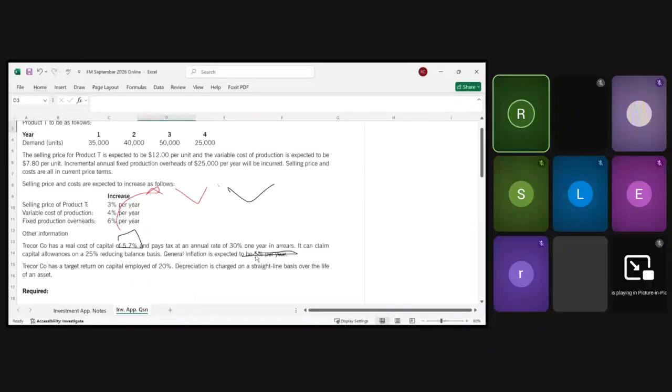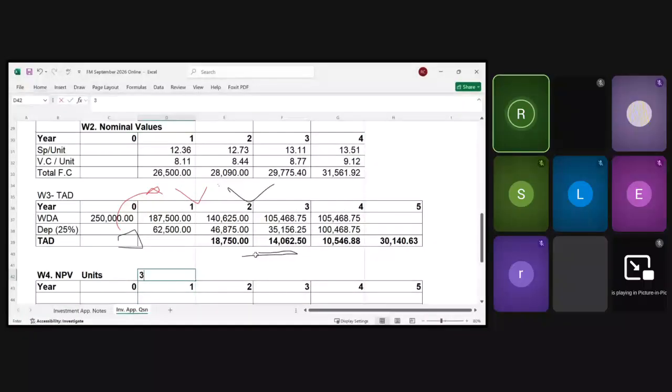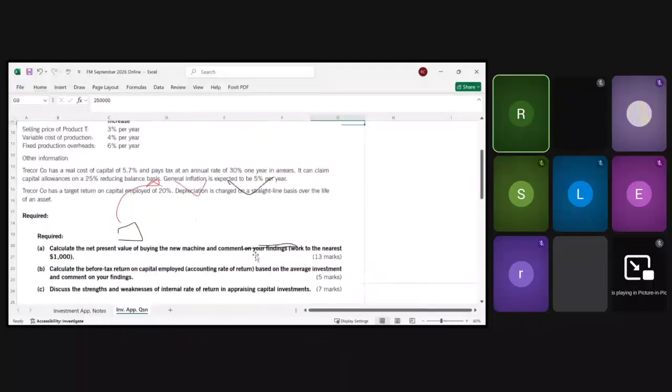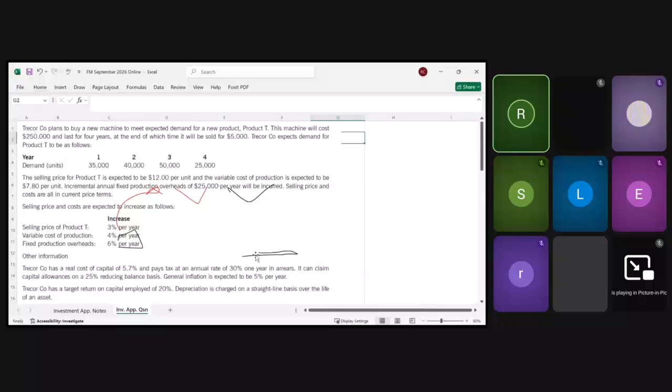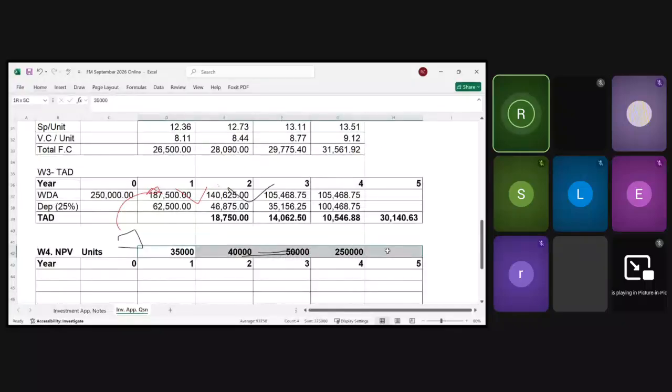35, 40, 50, 25. So we have 35,000 here, 40,000. Is it 50,000? I'll just cross check again. Finally, 25,000. 35, 40, 50, and 25. That's correct. So I'm going to put my units on top so that whenever I'm doing my additions, I'm not going to confuse myself with these units that I'm going to sell each year. I'm going to just highlight my units there.